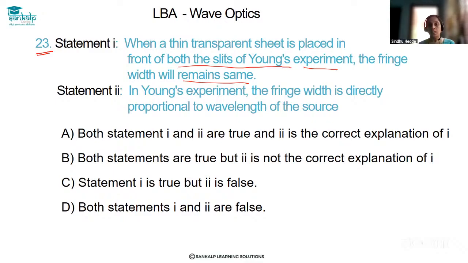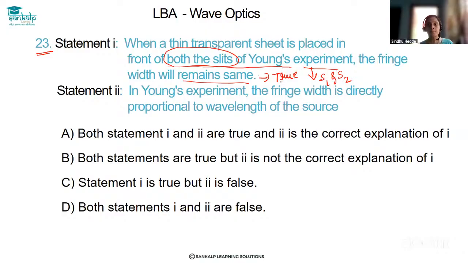Statement 1. This is related to Young's double slit experiment. In this experiment, a thin transparent sheet is placed in front of two slits. As we know, in Young's double slit experiment, we use two slits, S1 and S2. Here, one thin transparent sheet is placed in front of those two slits S1 and S2. Then the fringe width will remain same. This statement is true.